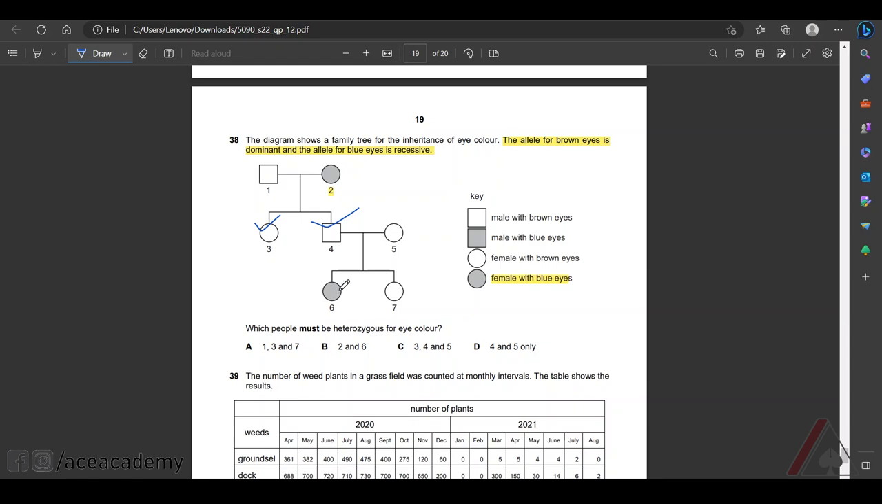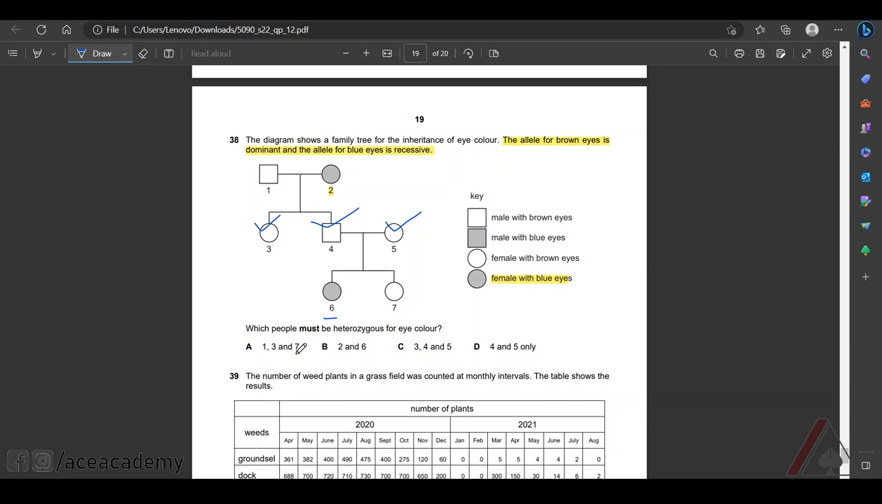We know it gets 1 recessive allele from 4 because it's heterozygous. The other one, it must get from 5. But 5 has brown eyes. That means 5 has 1 dominant allele for brown eyes and 1 recessive allele for blue eyes that it passes down to 6. So 5 is also heterozygous. So our correct answer should have 3, 4, and 5.